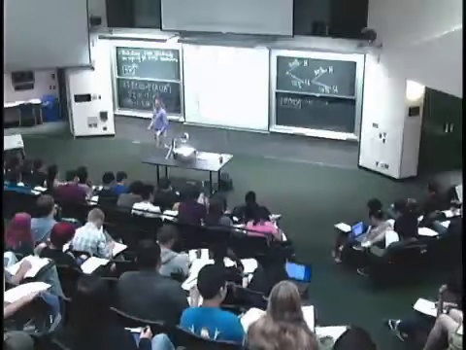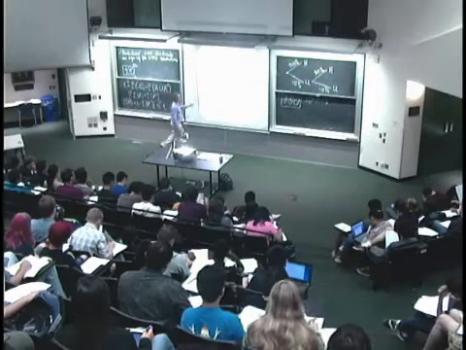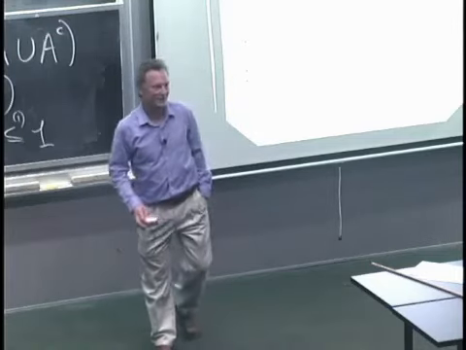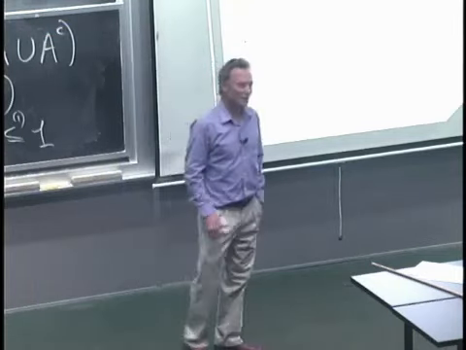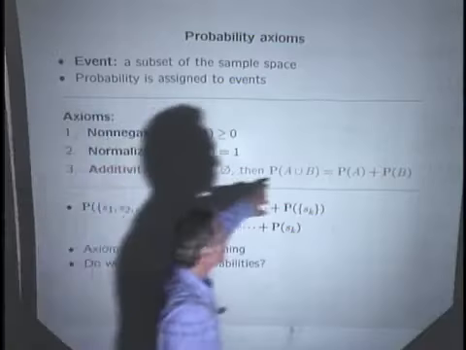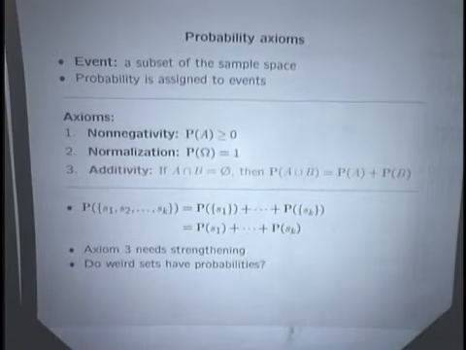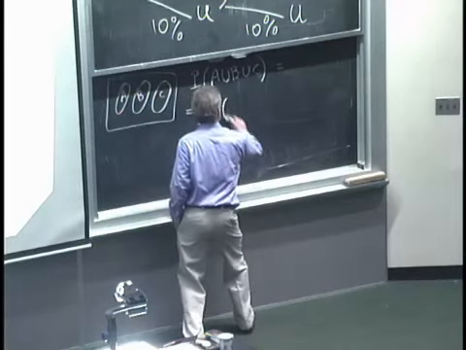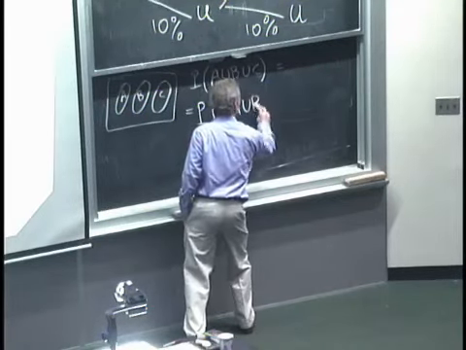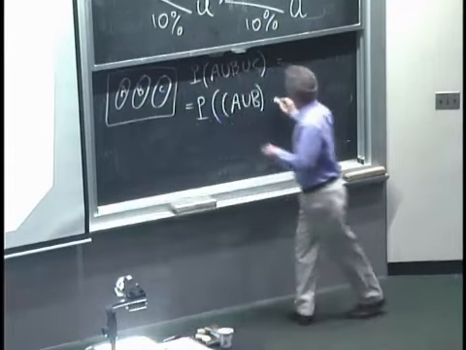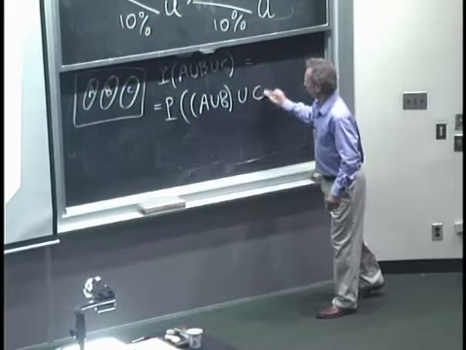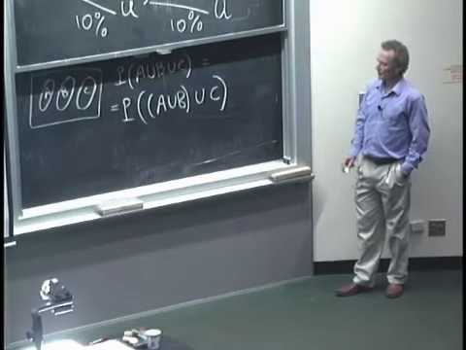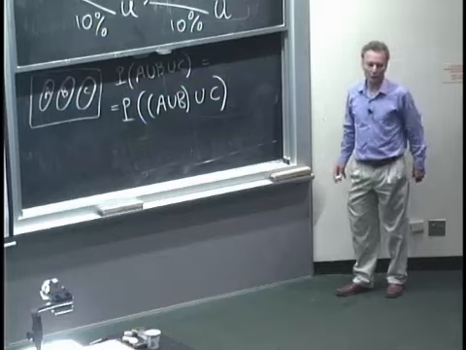How can I do it? I have an axiom that tells me that I can do it for 2 events. I don't have an axiom for 3 events. Well, maybe I can massage things and still be able to use that axiom. And here's the trick. The union of 3 sets, you can think of it as forming the union of the first 2 sets and then taking the union with the third set. Okay? So taking unions, you can take the unions in any order that you want.